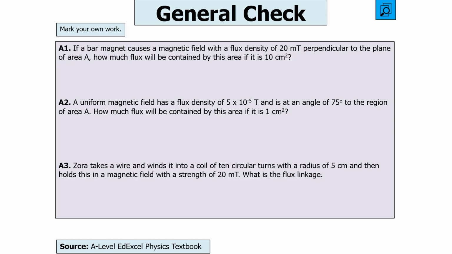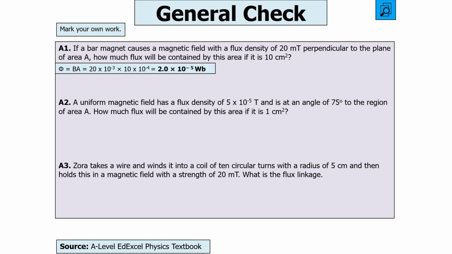Right, in this first one, what's our equation for flux? Flux is equal to BA. It's the magnetic flux density times the area. So it's 20 milliteslas into teslas, times 10 to the minus 3. Work out your area now. Centimeters squared into meters squared is times 10 to the minus 4, because it's centimeters squared. So we get 2.0 times 10 to the minus 5 webers.